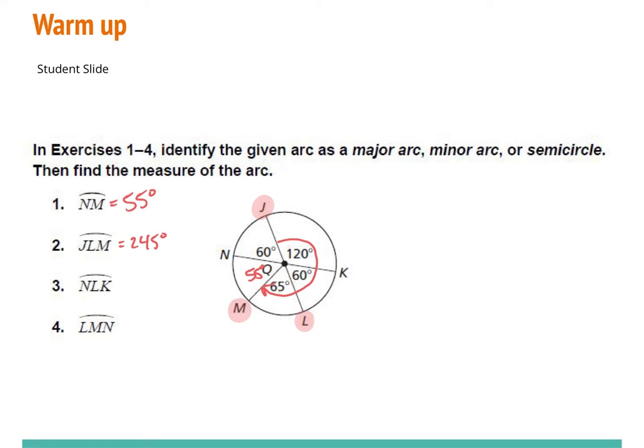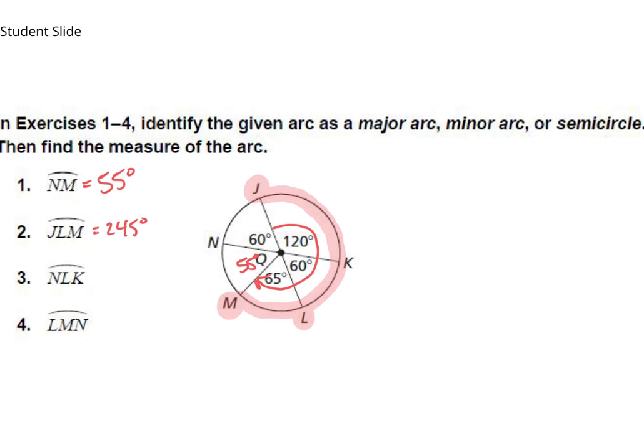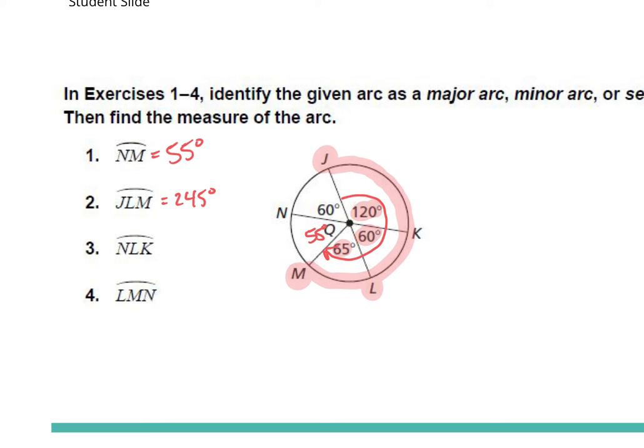Okay? And L needs to be my middle letter. Do you guys see why we have to go this way? If we went the other way, M would be our middle letter. That won't work. Okay? So we have to go this way. And you would add 120 with 60 and 65. And we would get 245. Can I get confirmation on that one? Yeah. Awesome. Okay. What was NLK?